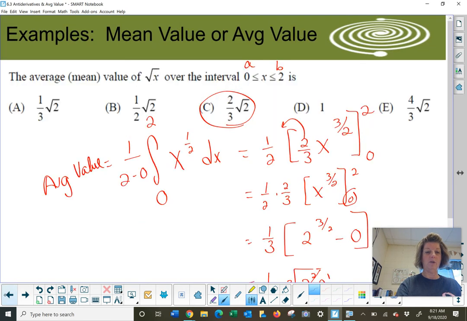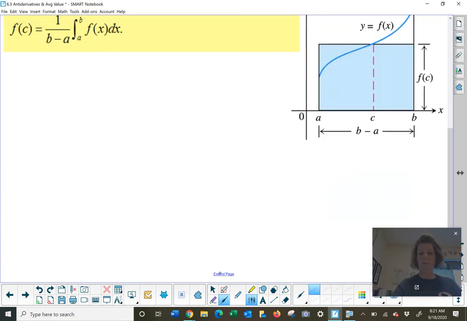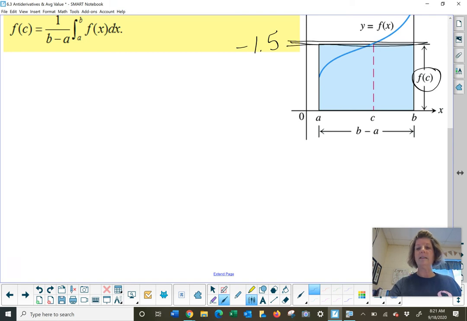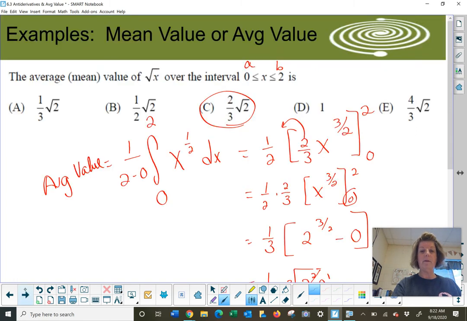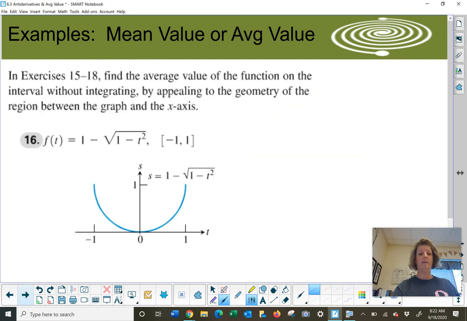I want to show you a visual of what we just calculated. So we came in with the average height, f of c. We said this had a negative 1.5. Obviously, the picture doesn't quite correlate to what we were doing, but it's the same idea here. That's the average height. By setting negative 1.5 equal to negative x squared over 2, we were able to find the x value that leads to that height. And we found our x value to be the square root of 3. Okay? So I just wanted to give you that visual of what we solved there.